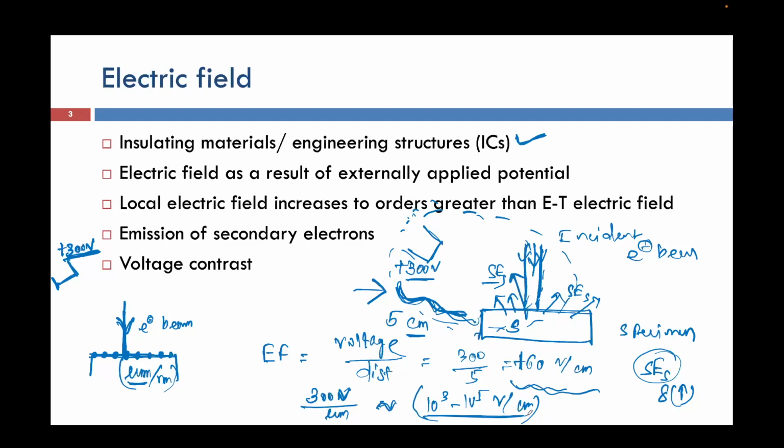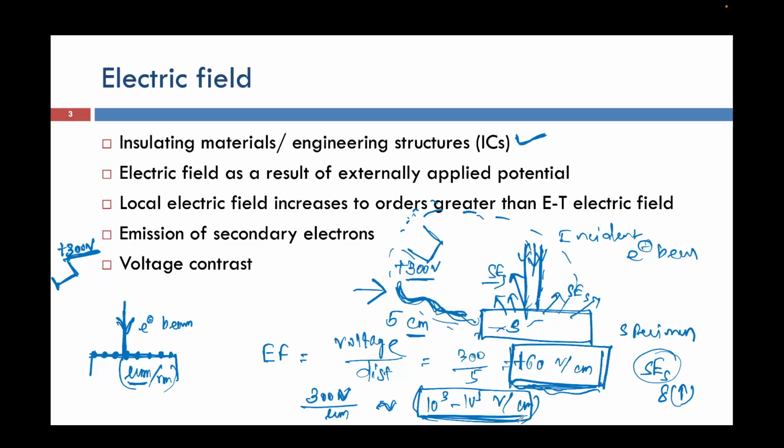Now we have a problem, and this does not happen on a regular basis. I am assuming that this will happen on a very localized scale, that means at the nanometer level. Earlier I was getting 60 volt per centimeter as my electric field here. Now I am getting a localized electric field in the order of 10 to the power 3 to 10 to the power 5 volt per centimeter.